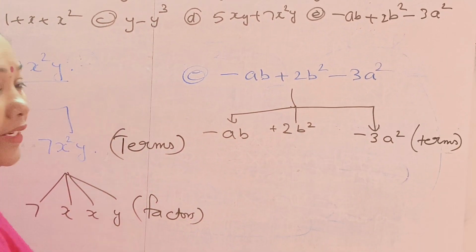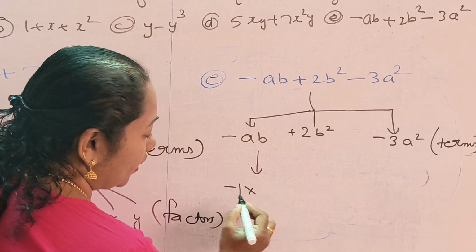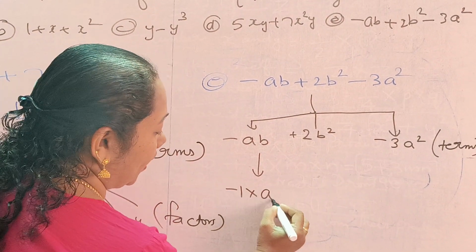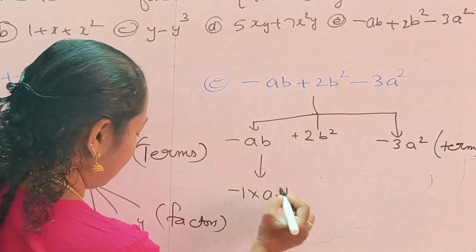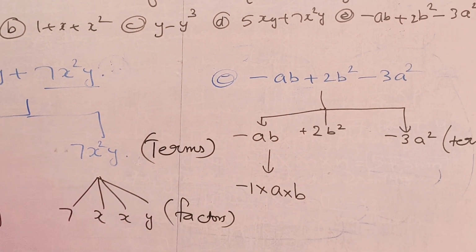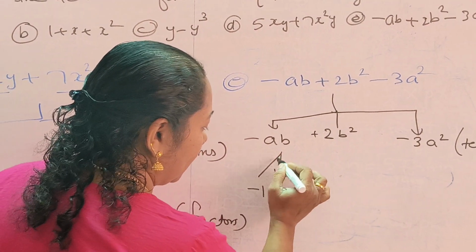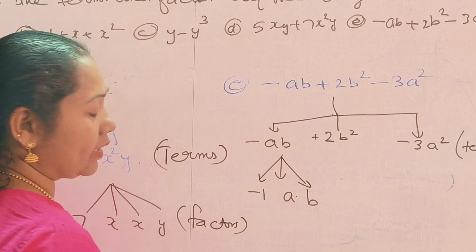Now let us write the factors. So in this case, minus 1 is one of the factors, a is the other factor and b is the other factor. Okay, minus 1, a and b. So, how can we write this? Minus 1, a and b are the factors.